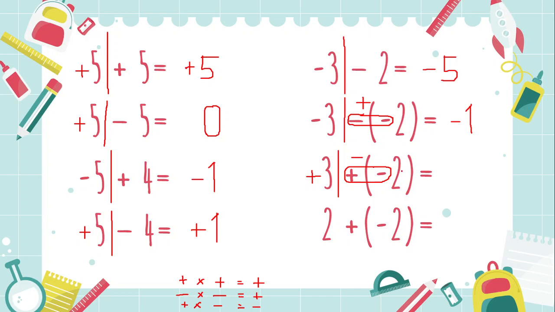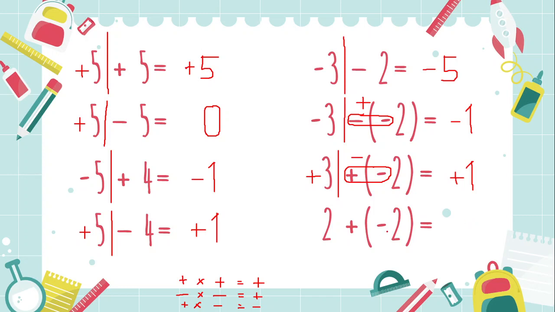So we have two unlike signed numbers. All we need to do is subtract them together. So you have 3 minus 2 equals 1. And since 3 is bigger than 2 and the sign of 3 is positive, our answer is a positive 1.